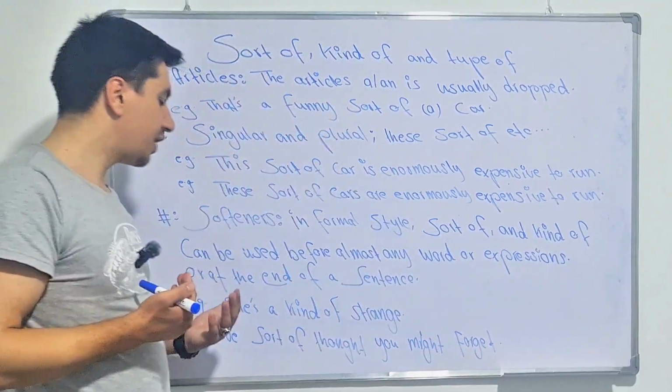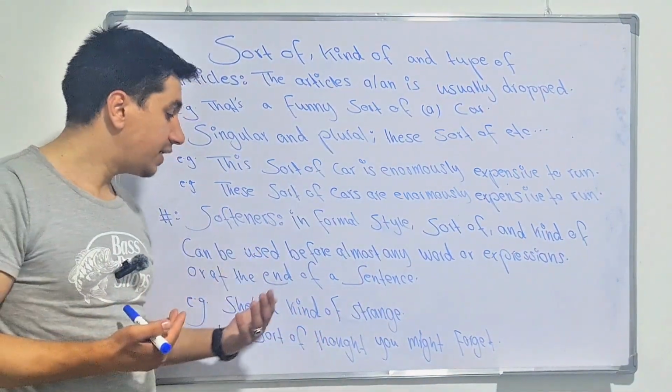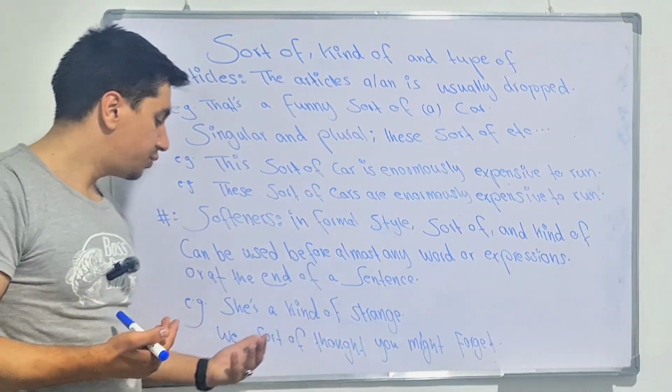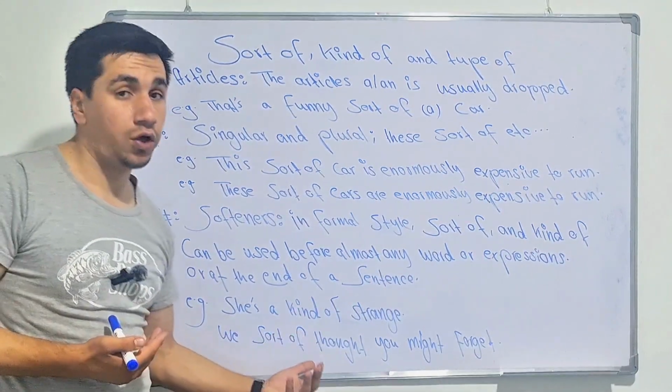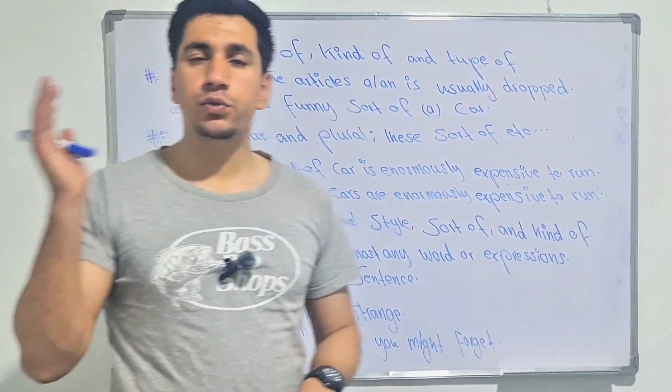Here we have, for example, "She's a kind of stranger." We cannot say "She's a kind of a stranger." We say "She's a kind of stranger." The next we have is "We sort of thought you might forget." So this was today's lesson.